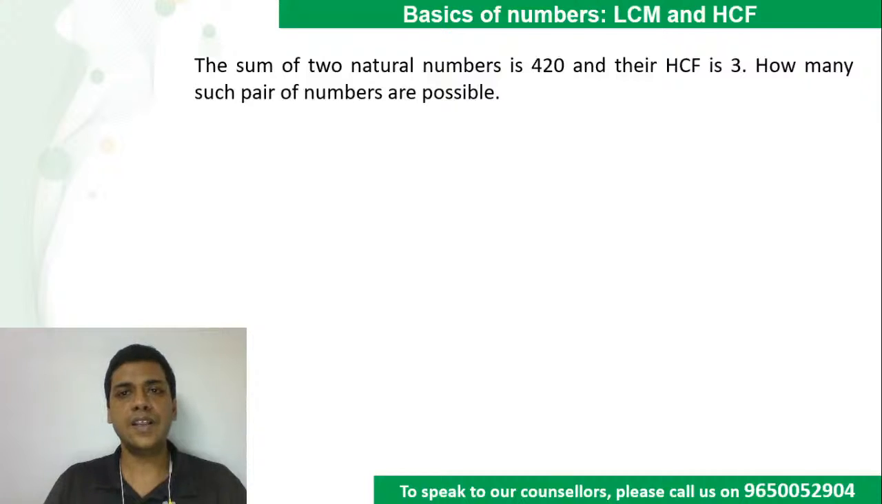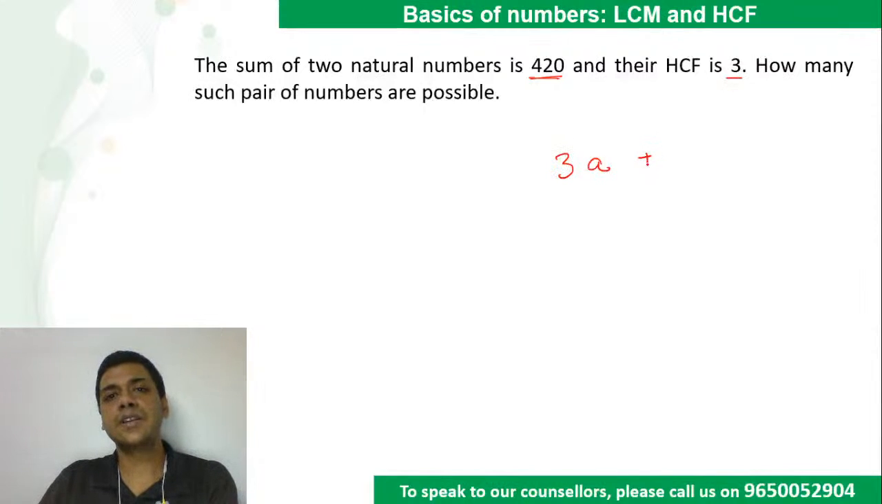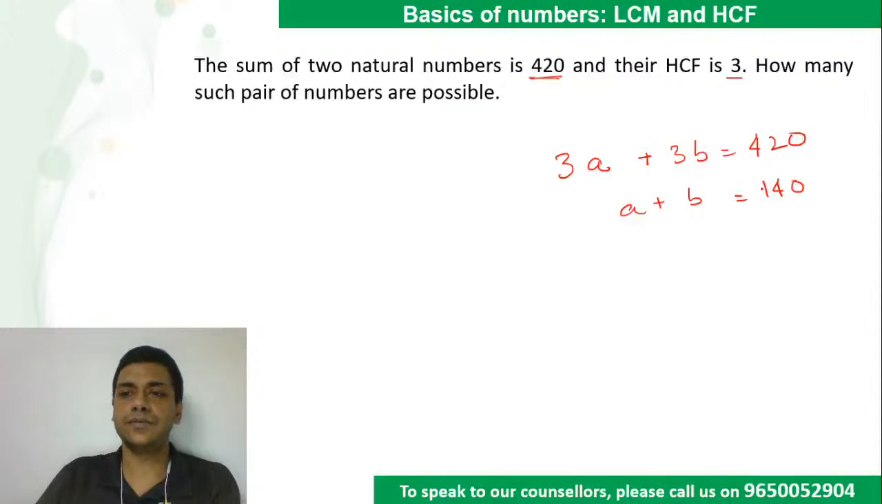Okay. Looking at the next one. Your question is: the sum of two natural numbers is 420 and their HCF is 3. How many such pairs are possible? So there are two numbers whose HCF is 3. Can I say the two numbers are 3A and 3B, and their sum is coming out to be 420, which means A plus B comes out to be 140?